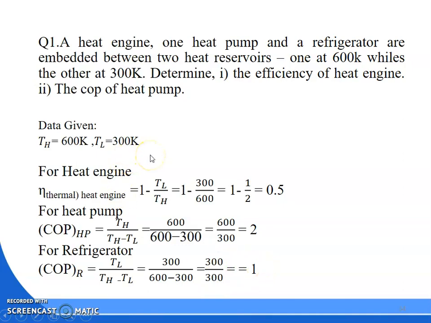So one relation that was discussed is that COP of heat pump is equal to COP of refrigerator plus 1. What is your COP of refrigerator? 1. 1 plus 1 is equal to 2. So COP of heat pump is more than that of COP of refrigerator if they are operated between the same heat reservoirs. So if you calculate, the COP of heat pump should be more than that of the COP of refrigerator. So this is the problem.